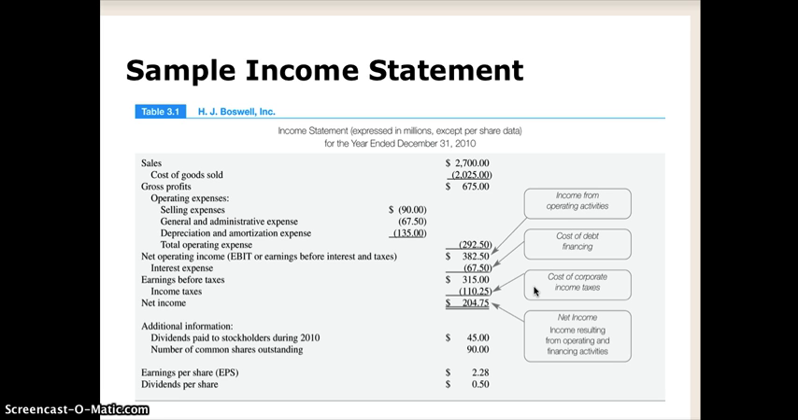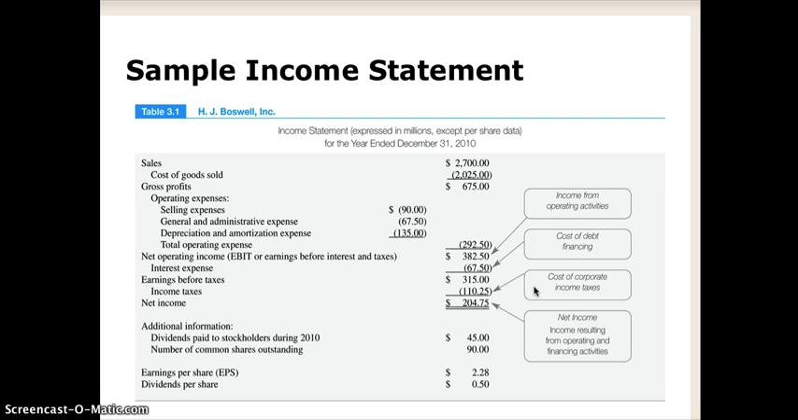This is also referred to as EBIT, which stands for earnings before interest and taxes. EBIT is the same thing as operating profit. It's earnings before interest and taxes. You'll see underneath of that something called interest expense. Companies can deduct the interest that they pay on debts that they have before they have to actually pay taxes.